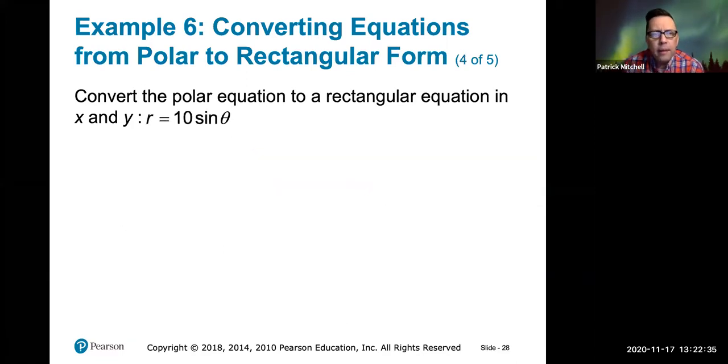All right, I believe this is the last example. Let's convert the polar equation r equals 10 sine theta to a rectangular equation in x and y. So this is a perfect example of something that the first time you do it, it seems pretty complicated, but then once you learn the trick and you do a few more, it definitely gets easier. So we start with r equals 10 sine theta. And here's what I'm thinking.